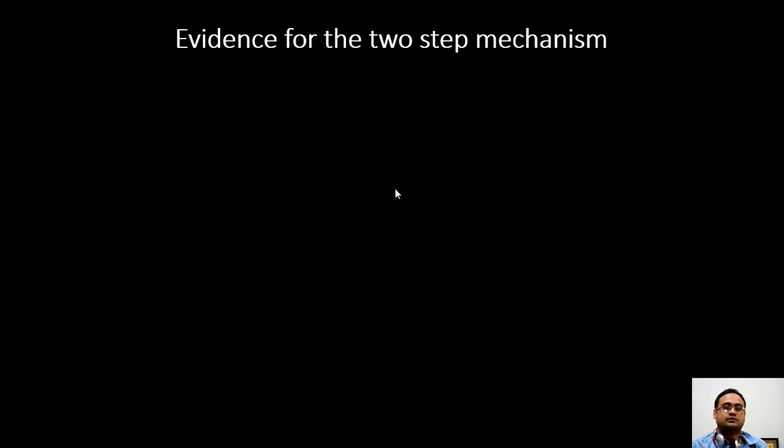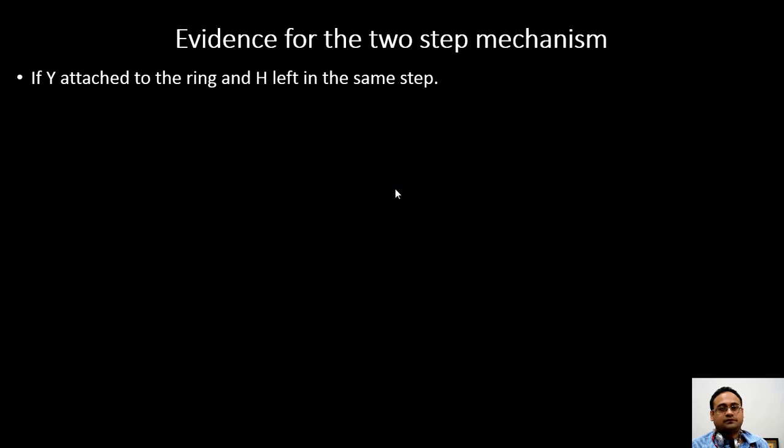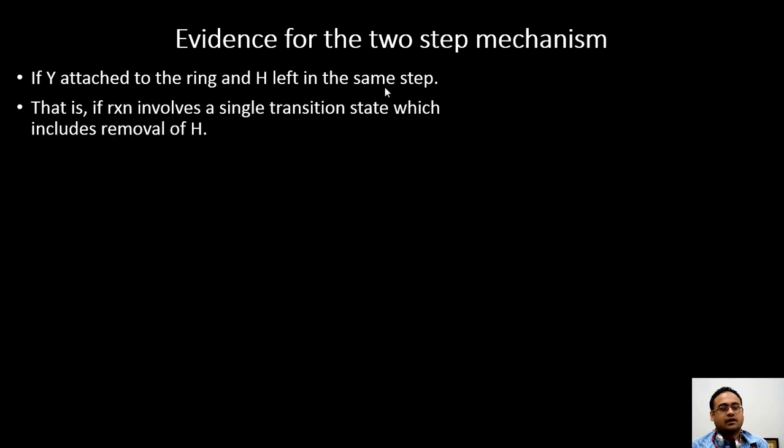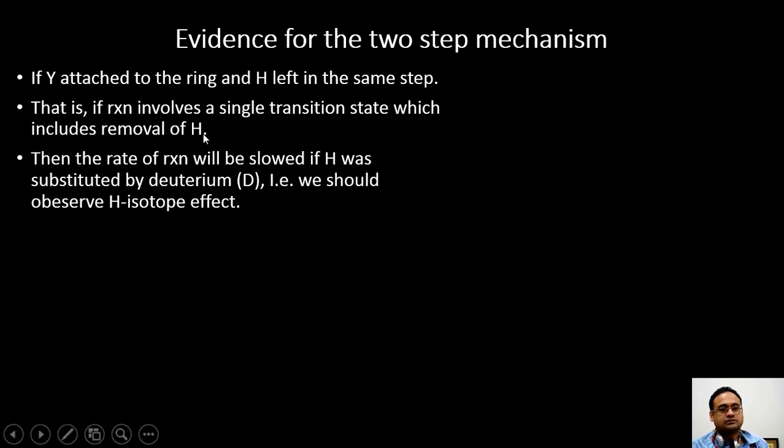One may ask, what is the evidence for this two-step mechanism? Let us try to propose a new mechanism in which we say that the electrophile attaches to the ring and the hydrogen leaves in the same step. That is, the reaction involves a single transition state which includes the removal of hydrogen. Suppose this removal of hydrogen was a crucial step which was part of the rate determining step, then the rate of the reaction will be slowed if hydrogen is substituted by a heavy deuterium, and thus we should see a hydrogen isotope effect. This hydrogen isotope effect you have also seen in the last semester.